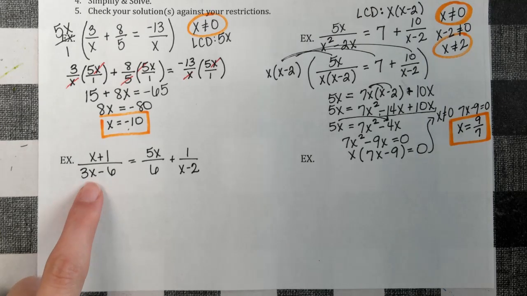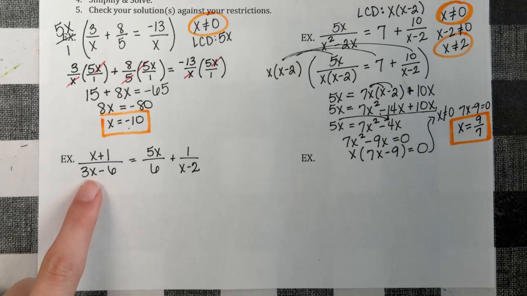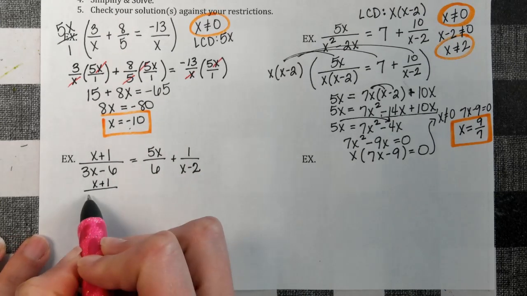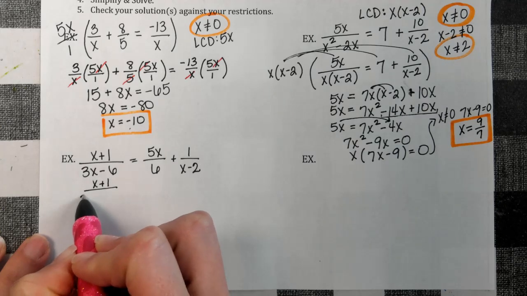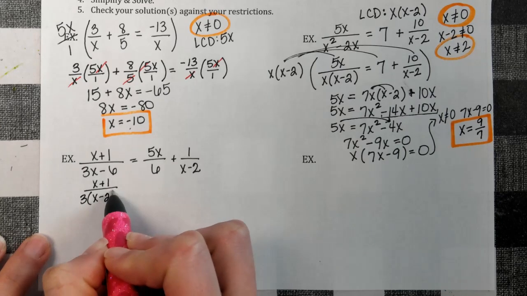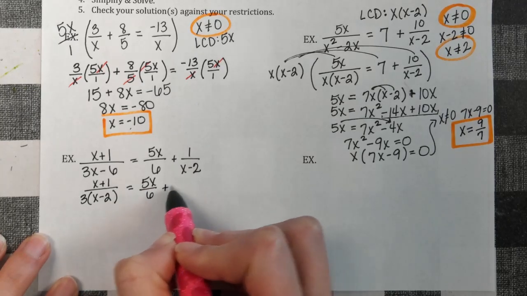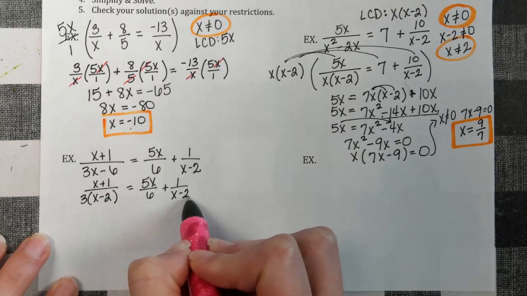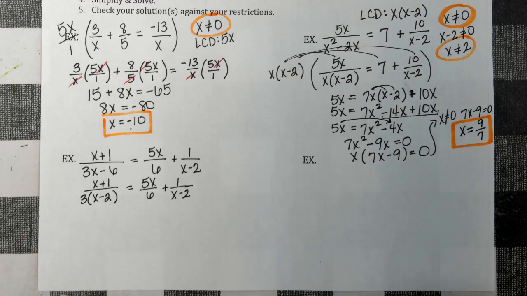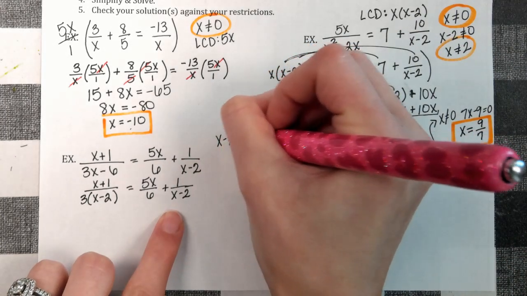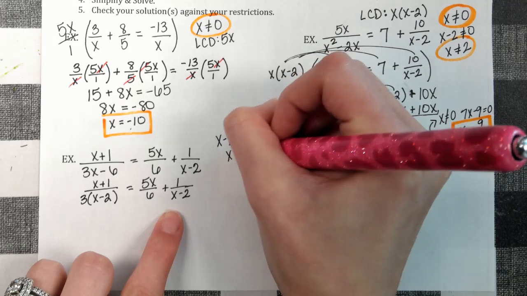Factor out the GCF here. If you didn't catch that. So x plus 1 over, what is this going to turn into? Oh, 3 and then x. Mm-hmm. And then the rest of it stays as is. So if you don't factor, it will affect your LCD. Okay? So my restrictions, x minus 2 cannot equal 0, x cannot equal 2.